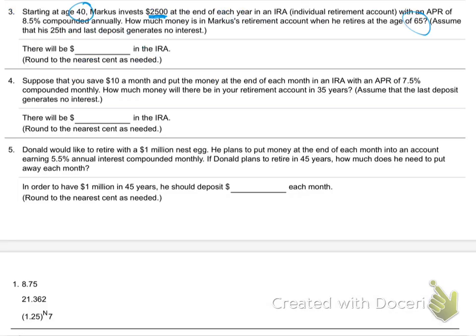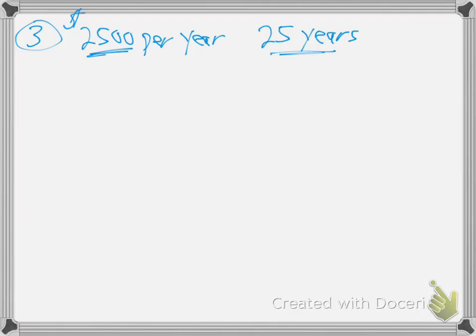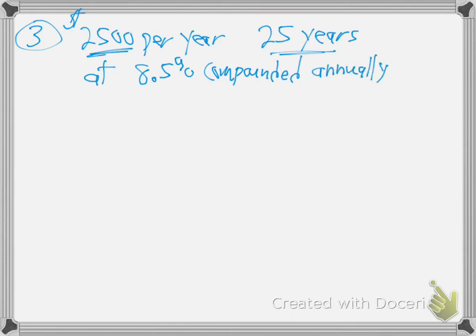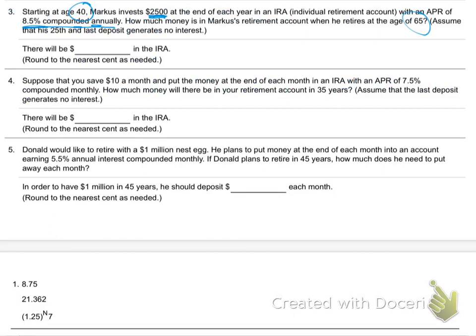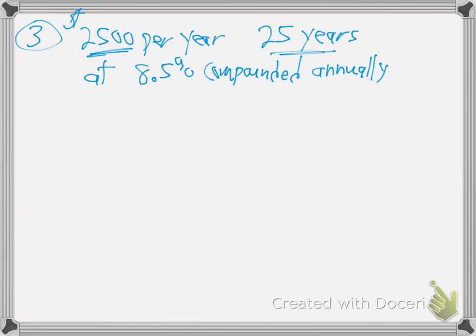What's the interest rate he gets? I didn't see that. Oh, there it is. 8.5% compounded annually. I believe that's all we need. Yeah, we don't care about the rest. So that's in his IRA, his individual retirement account.